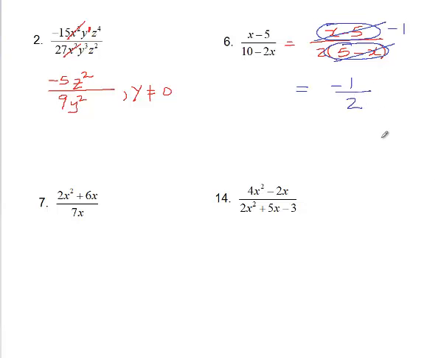Alright, so watch out for that. They're negatives of binomials that are negatives of each other. Now the next one is a binomial on top and a monomial, or a single term, on bottom.